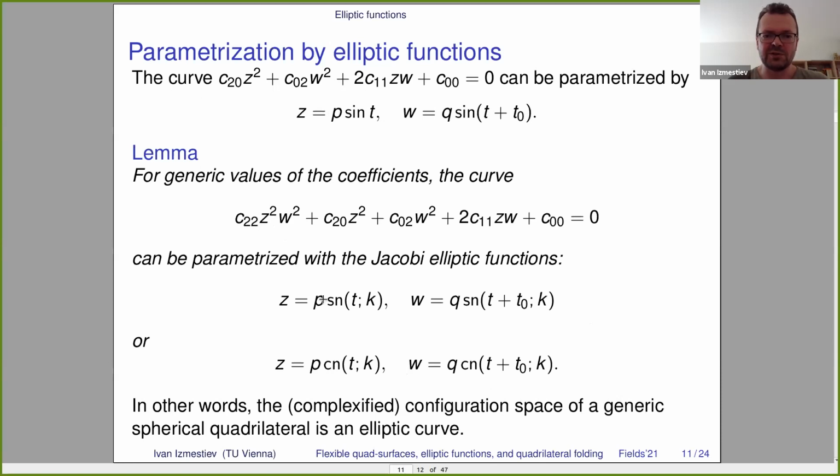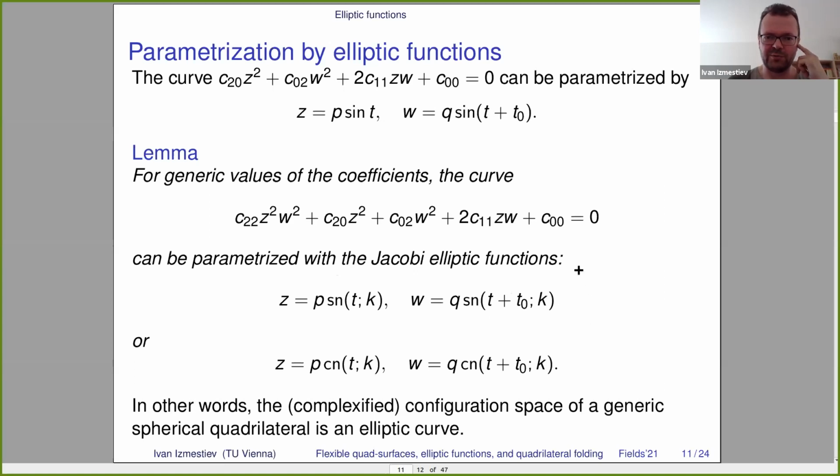So whether you must take sine or cosine depends on the coefficients, of course. It also depends on the shape of the quadrilateral. In fact, it depends on whether you can turn your quadrilateral inside out by continuous, isometric deformation. All right.